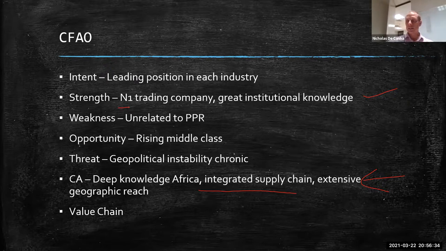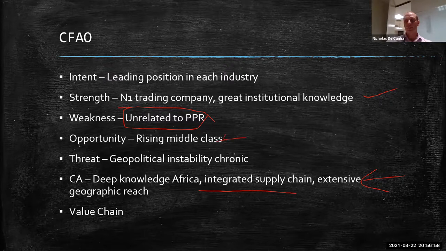The big weakness is, as you pointed out, and I think it's quite important that you actually highlight it, they're quite unrelated. I mean, they sell shampoo. This is PPR, their parent company. And then CFAO sells cars. And you go, okay, well, what's that got to do with itself? And the answer is, well, nothing really.